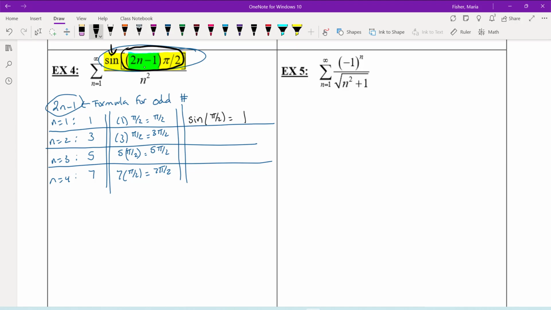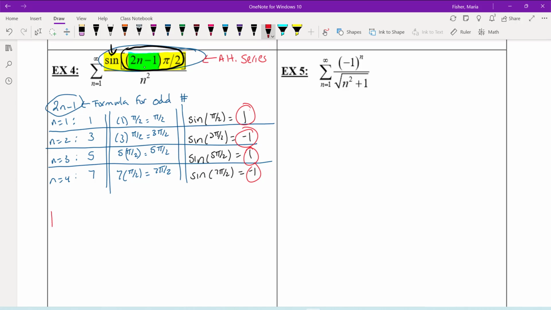Well, that's 1. What about the sine of 3 pi over 2? Well, that's negative 1. What about the sine of 5 pi over 2? Positive 1. The sine of 7 pi over 2? Negative 1. Notice that we are alternating between positive 1 and negative 1. Because of that, this portion here is what's making us an alternating series.